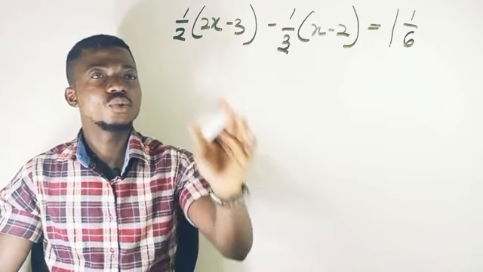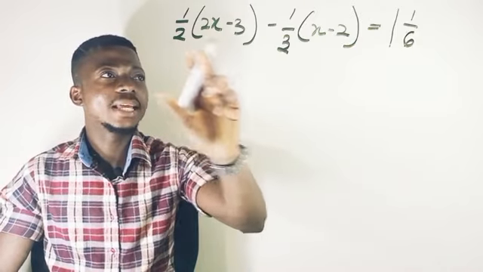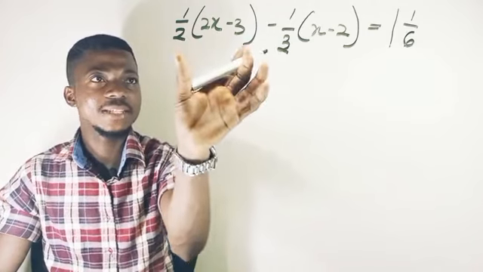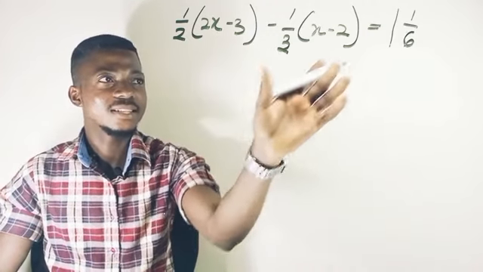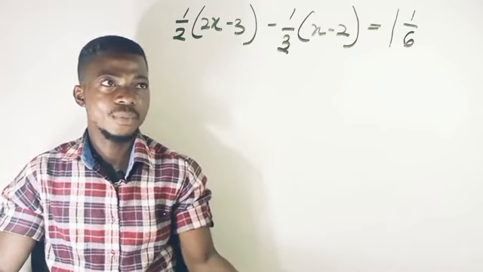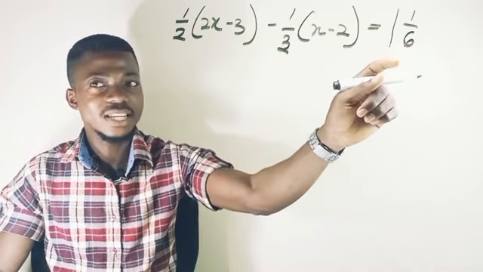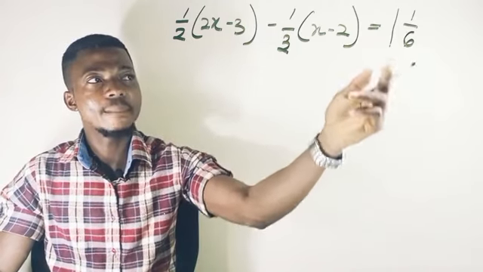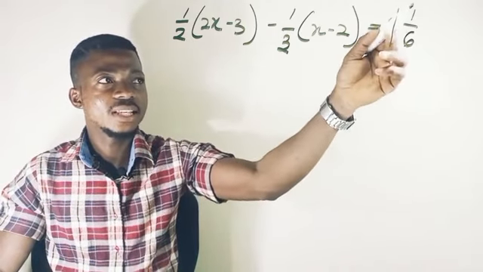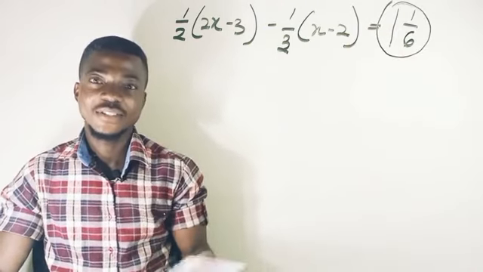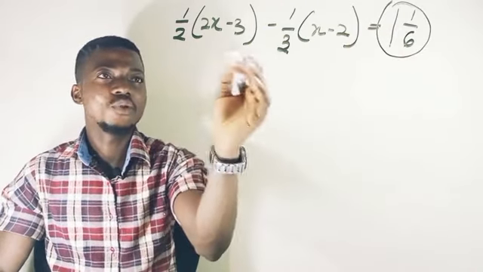The first thing you would want to do is to multiply the whole equation through by the LCM. So you multiply this term by the 6, this term also by the 6, and this one also by the 6, which is the LCM. But look at it, there's a mixed fraction here. So the first thing you have to do is to convert this mixed fraction to an improper fraction. So let's do that one.